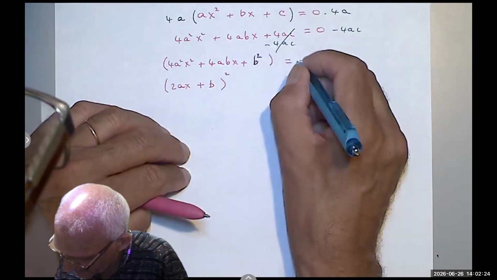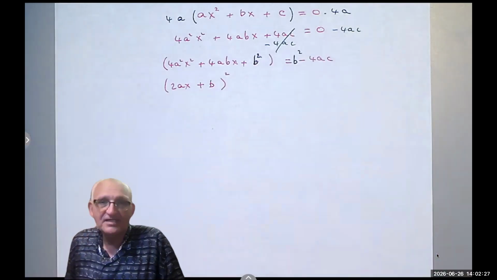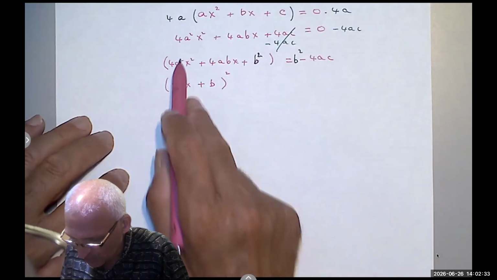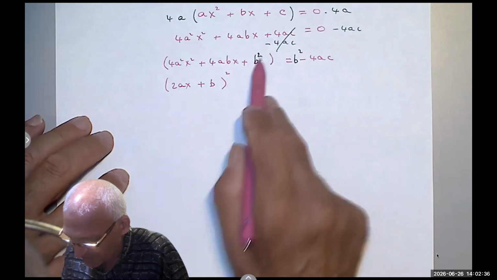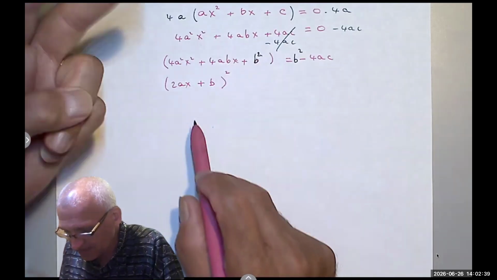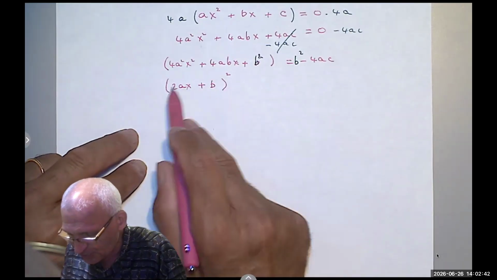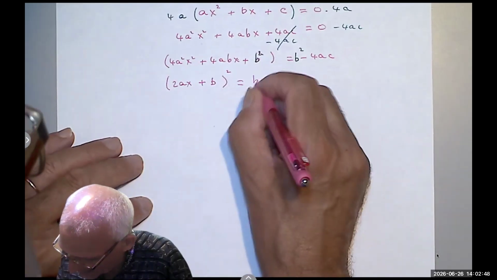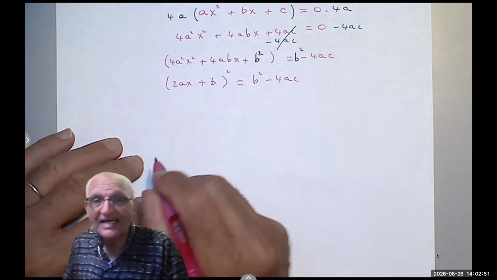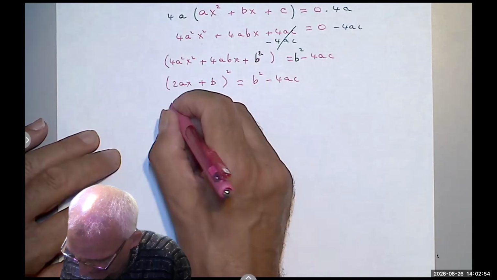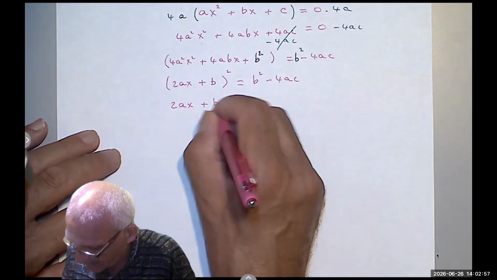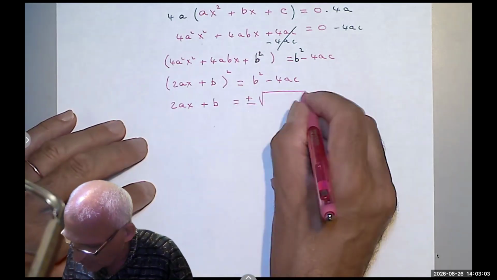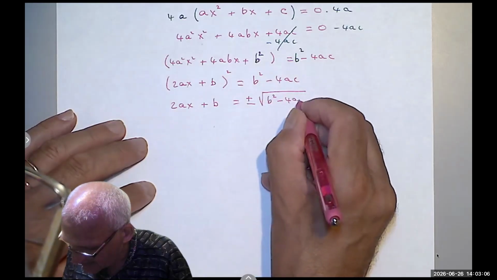I get b squared and b squared on the right-hand side. Notice the left-hand side becomes twice ax, which is the square root of that, plus b, which is the square root of that. And in the middle, I have twice the first times the second. The first times the second is 2abx, times 2 is 4abx. So that equals b squared minus 4ac. Then I'm going to take the square root of both sides. So the left-hand side becomes 2ax plus b. The right-hand side, don't forget, is plus or minus the square root of b squared minus 4ac.